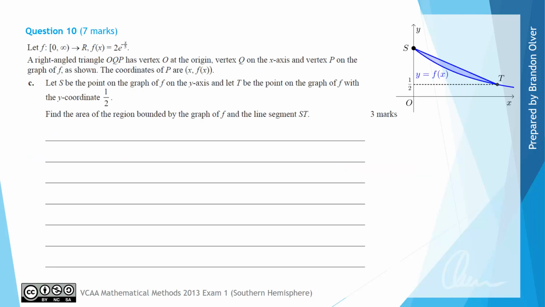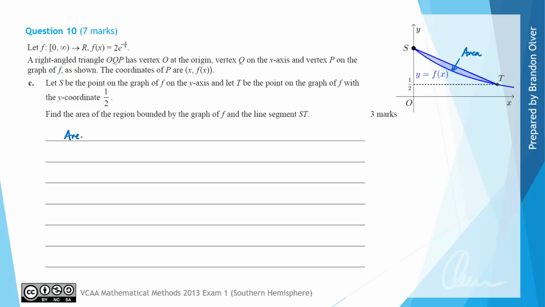For part C, we have: let S be the point on the graph of f on the y-axis, and let T be the point on the graph of f with the y-coordinate of a half. That's now illustrated in our new diagram in the top right-hand corner of the screen. We're asked to find the area of the region bounded by the graph of f and the line segment ST, which is shaded here.